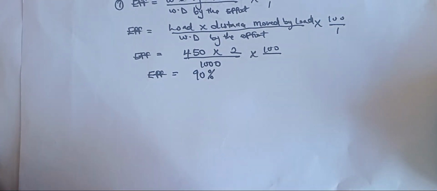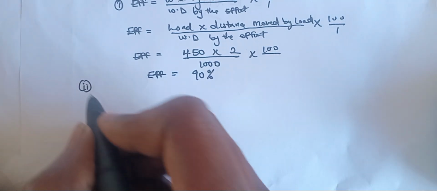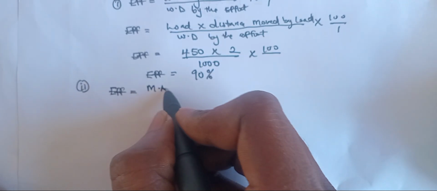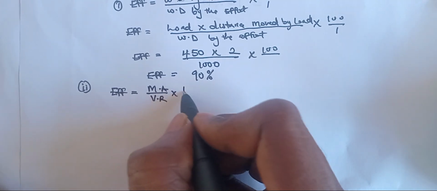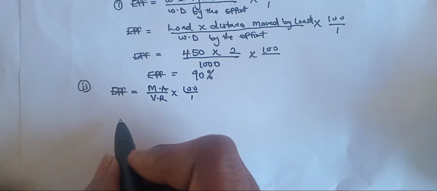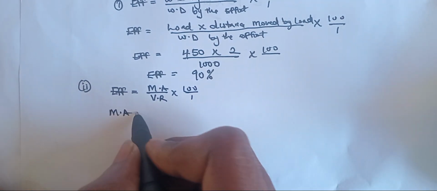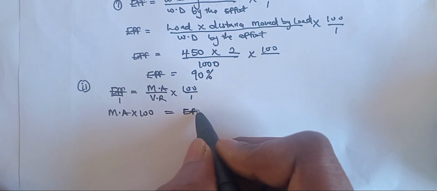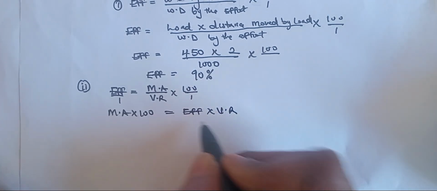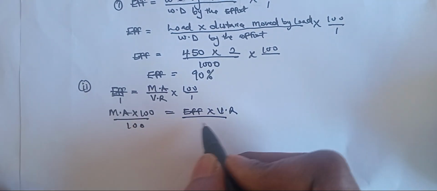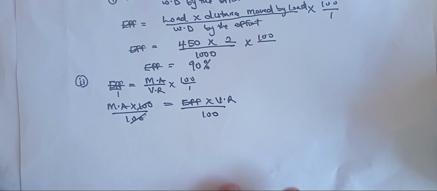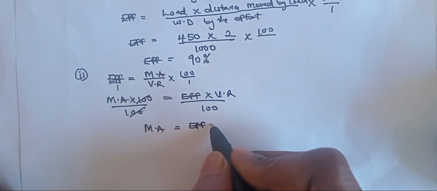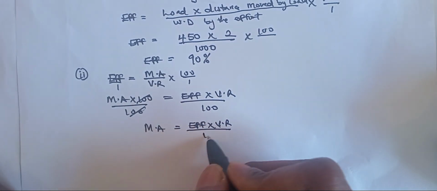For the second question, which is to find the mechanical advantage: since we have gotten the efficiency, efficiency equals mechanical advantage upon velocity ratio, multiplied by 100 upon 1. We make the mechanical advantage the subject of the formula. You can cross multiply, so that it equals efficiency multiplied by velocity ratio. Divide both sides by 100, so this one cancels this one. The mechanical advantage will now be equal to the efficiency multiplied by the velocity ratio upon 100.